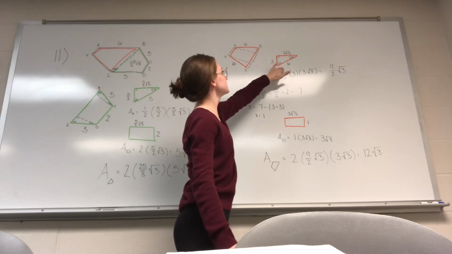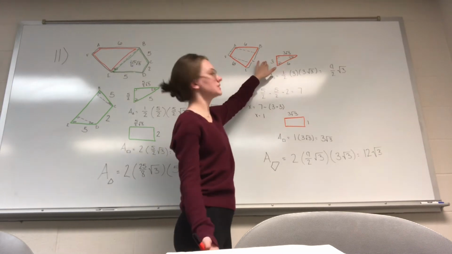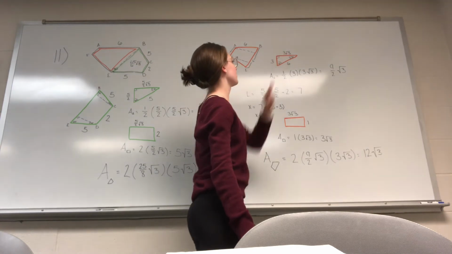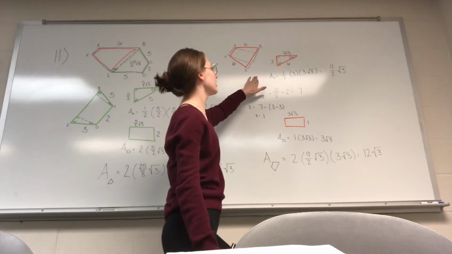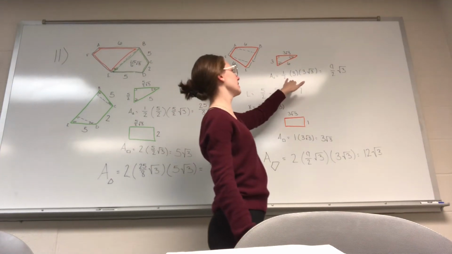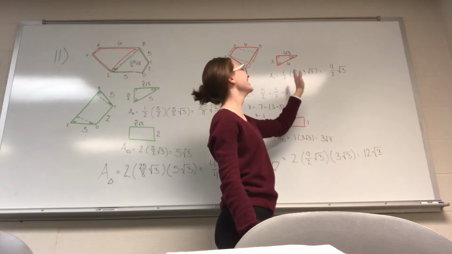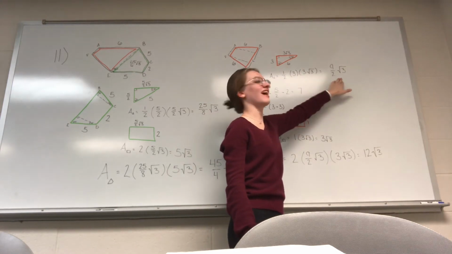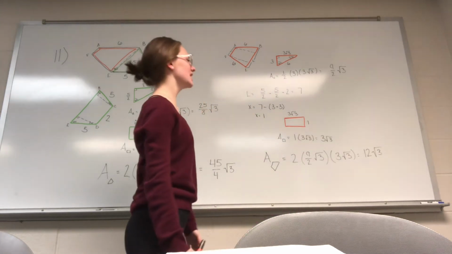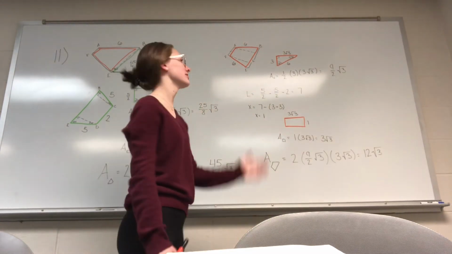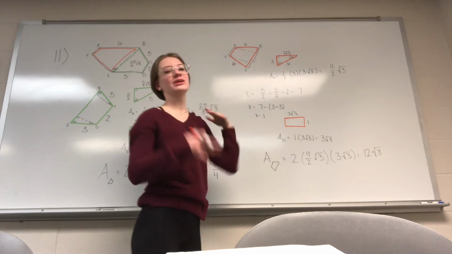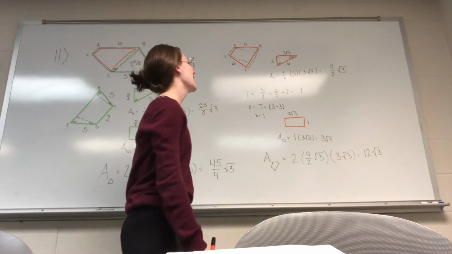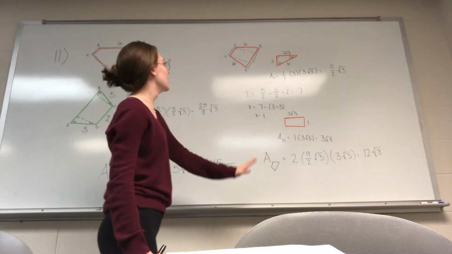So we have 6, and then 6/2 is 3, and then 3 root 3. So whenever we find the area, we do 1/2 times 3 times 3 root 3 to get an area of 9 halves square root 3. Again, you could do it again for the other triangle, or you can just multiply by 2 at the end.